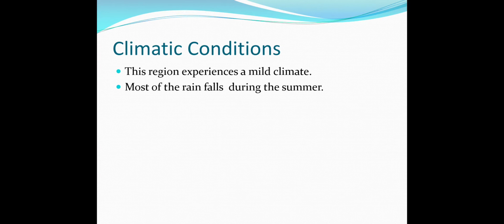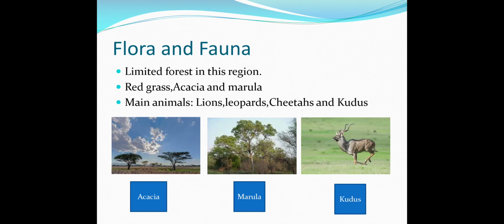Most of the rainfall here falls during the summer. In fact, droughts can also occur during the months of June, July and August. Okay, droughts can be here during these months. This was about the climatic conditions.